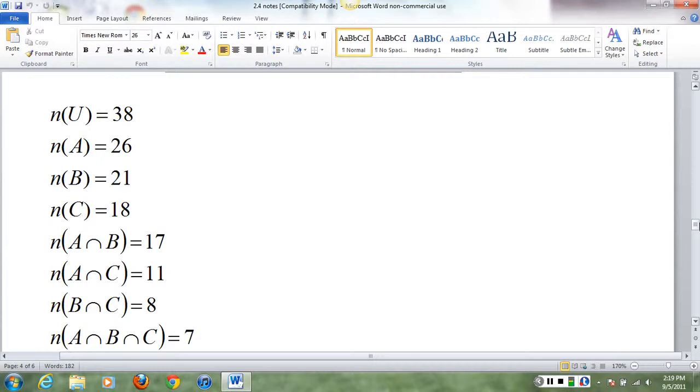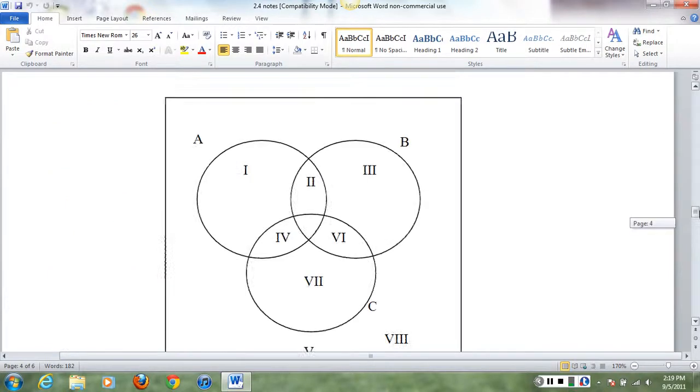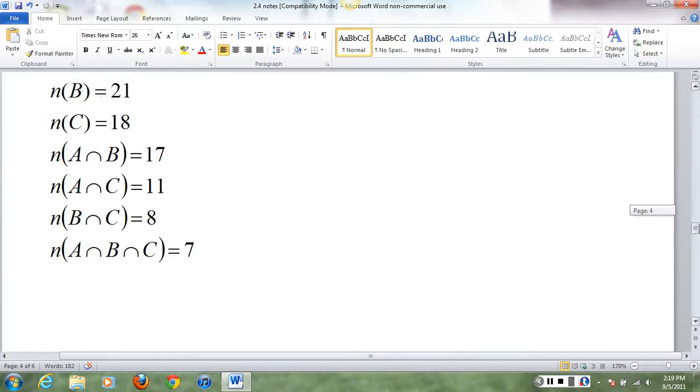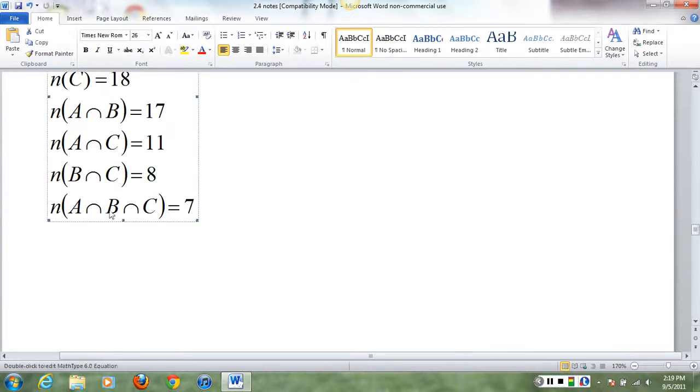Now remember when I said 3 Venn diagrams, what I told you to do was start from the very, very middle, which is right in section 5. So when there's 3 Venn diagrams and we're trying to figure out how many elements are in each individual part, you always go with the very, very middle first, which according to this is going to be this last one. Number of elements in A intersection B intersection C, which is 7. So we start with 7 in the middle.